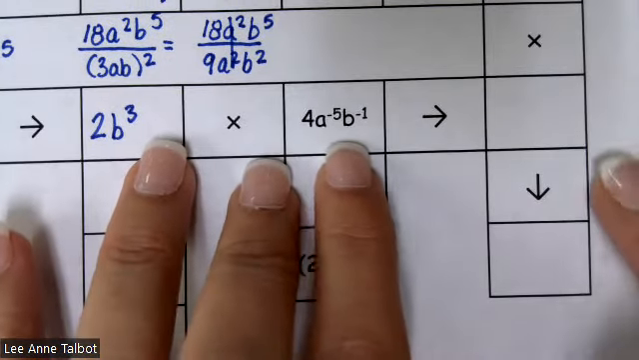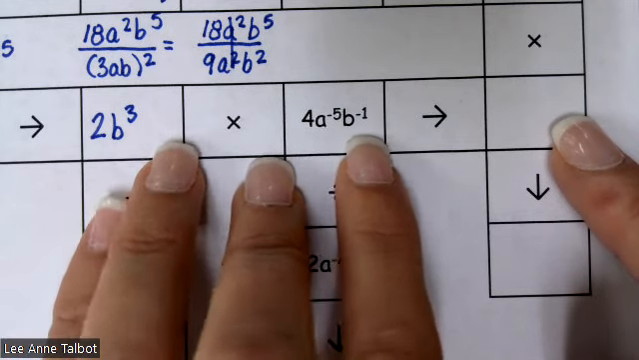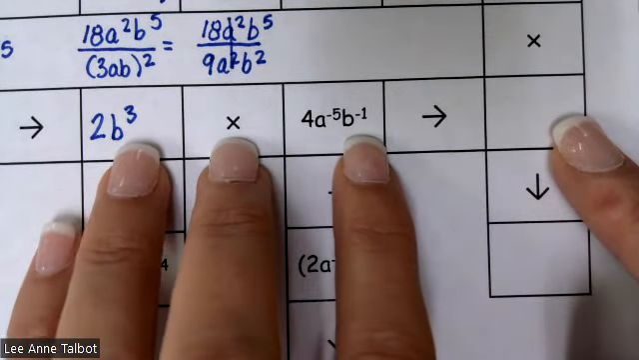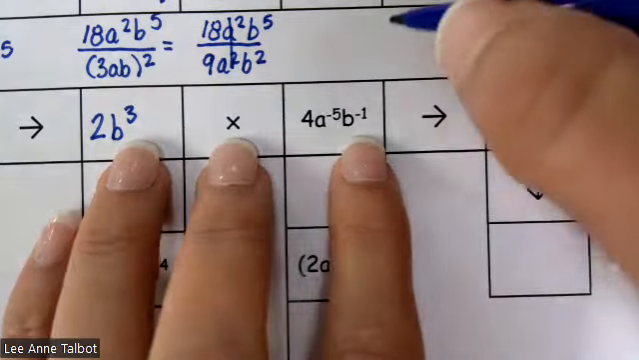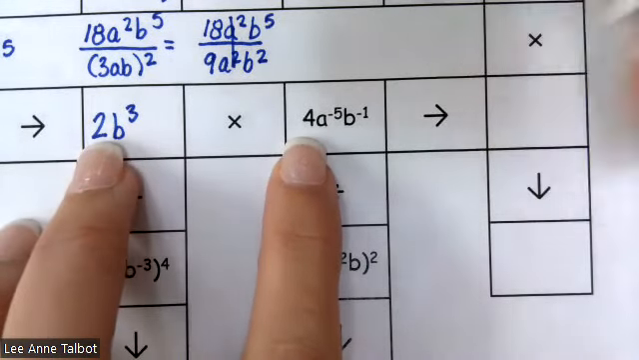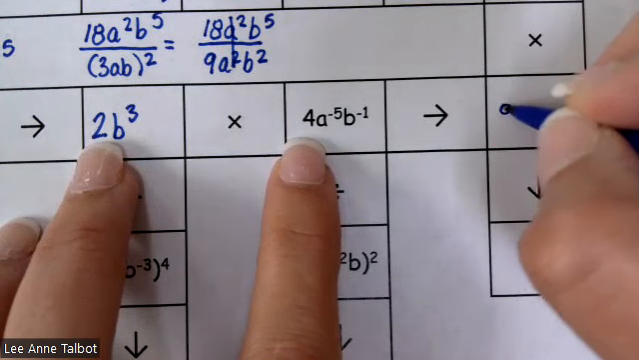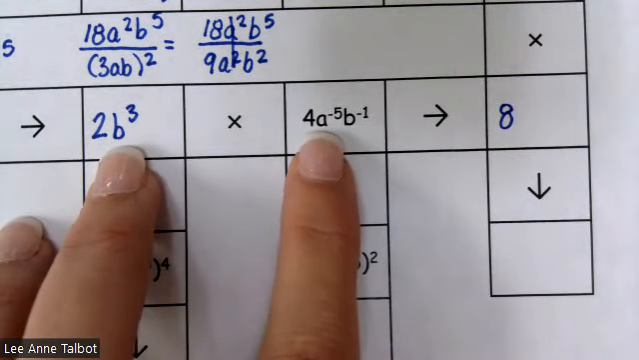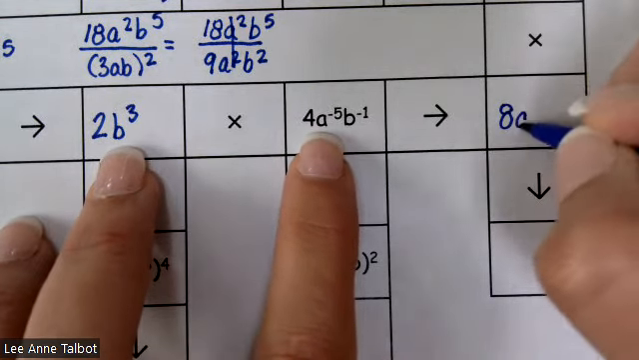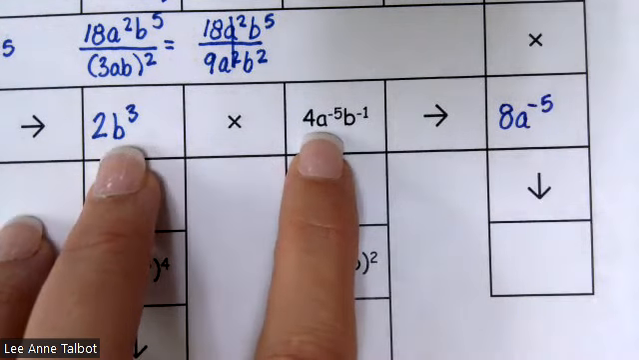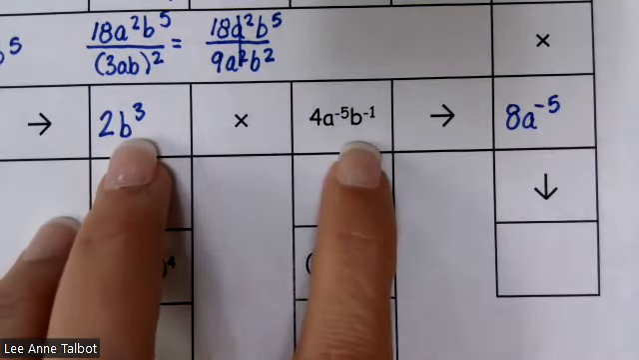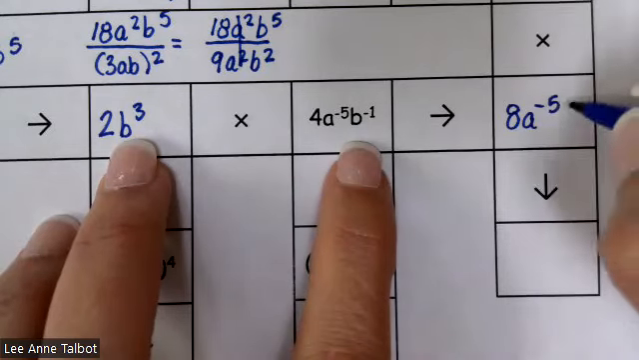All right, let's go across and do this box. So this is multiplication, so we're going to add the exponents. So 2 times 4 is 8. And a is just going to be a to the negative 5. And what's b going to be? B squared.